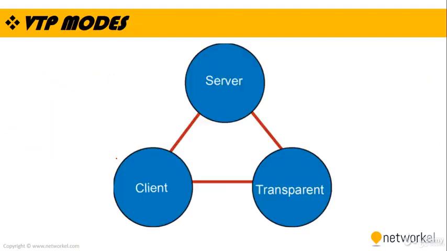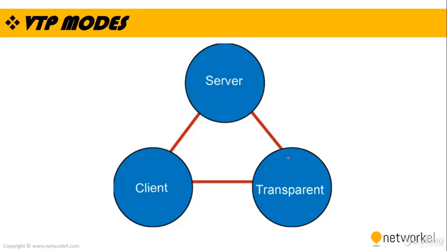Let's go ahead with the VTP modes. We have 3 modes. They are server, client, and transparent. Switch in the server mode can create, modify, and delete VLANs and specify other configuration parameters such as VTP version and VTP pruning.